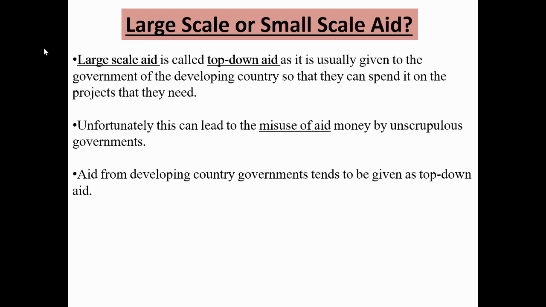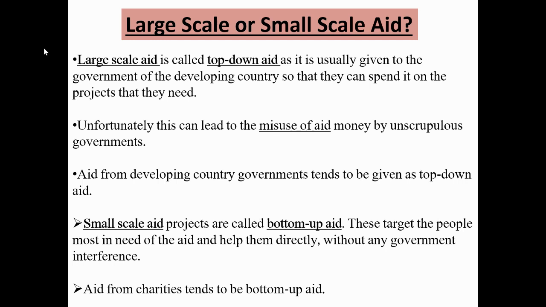Now, usually, like I say, this is the way aid is given by governments. Small scale aid projects are also called bottom up aid. They target the people most in need of the help and help them directly without any government interference. Charities tend to give this. So if we think about the governments on top, ordinary people on the bottom.